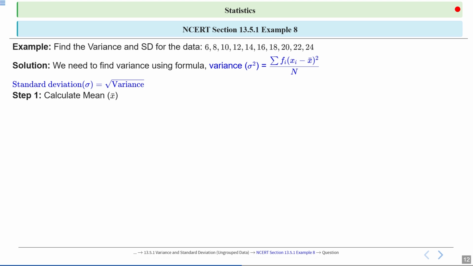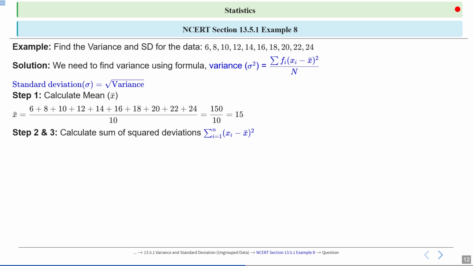Now step 1 is to calculate the mean x bar. So x bar is equal to 6 plus 8 plus 10 plus 12 plus 14 plus 16 plus 18 plus 20 plus 22 plus 24 divided by 10, which is equal to 150 upon 10, which equals 15.